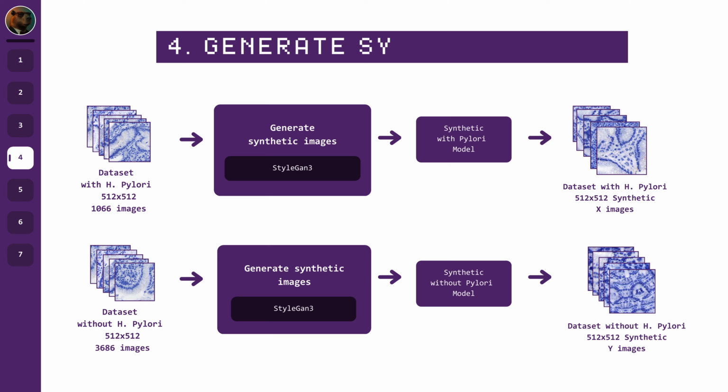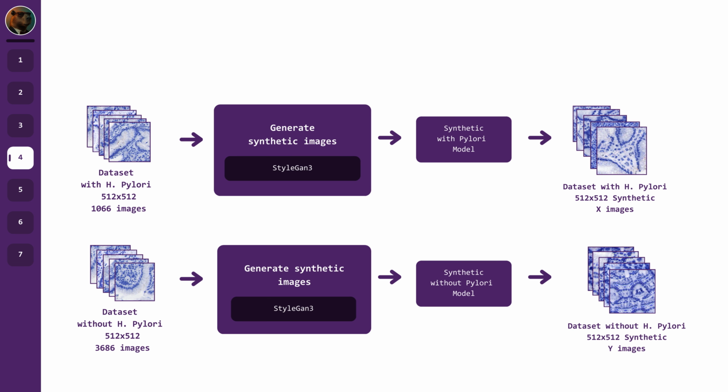Generate synthetic images. We also attempted to generate synthetic images using StyleGAN3 based on the original 512 by 512 pixel crops. Although we managed to create new examples, specialists discarded these images because they did not accurately reflect reality, mainly due to limited computational resources. Therefore, the synthetic images were not used in the final training.